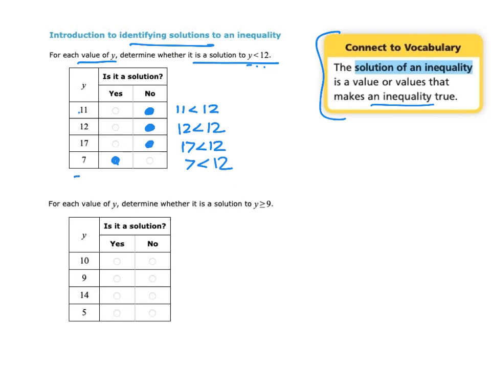What if I had something like -5? Is -5 less than 12? Yep, that would be also. So there's an infinite number of solutions. It's everything that's less than 12. For the next one, determine whether it's a solution to Y is greater than or equal to 9. So I just need to go in and say, well, is 10 greater than or equal to 9? Yes.